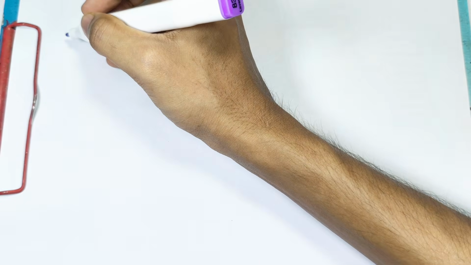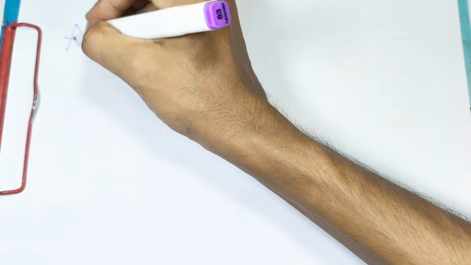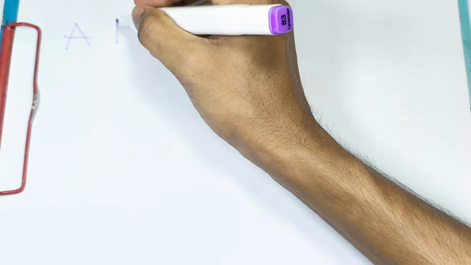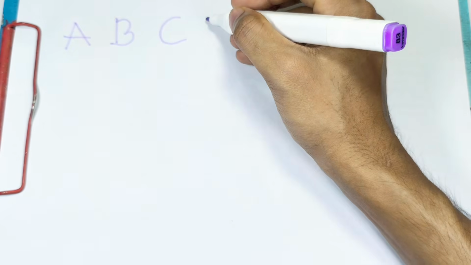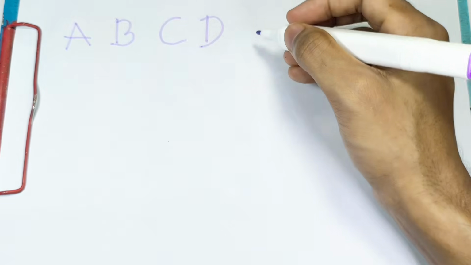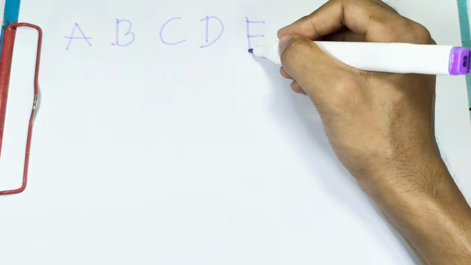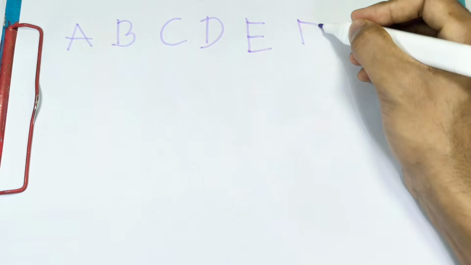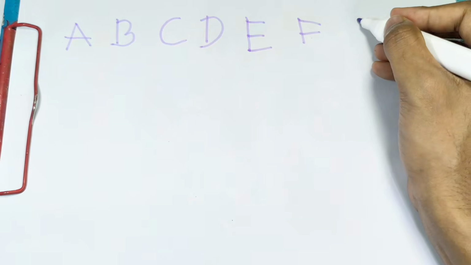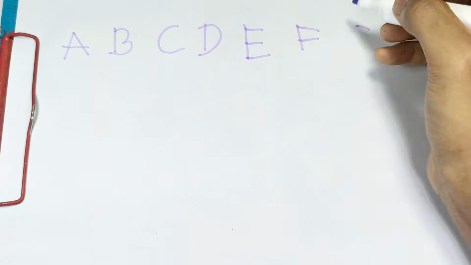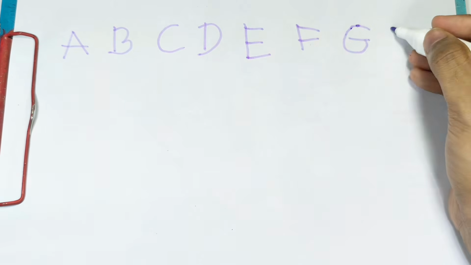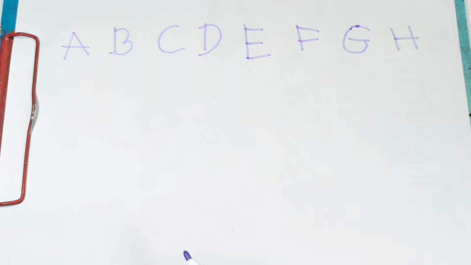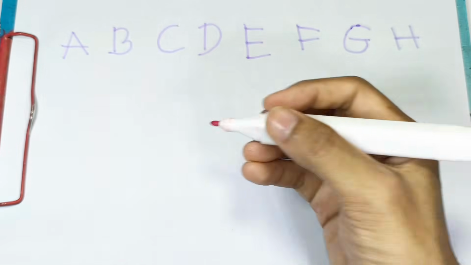First, we're using the color of lavender, writing the alphabet of A. A, B, C, D, E, F, G, H. Geranium color.